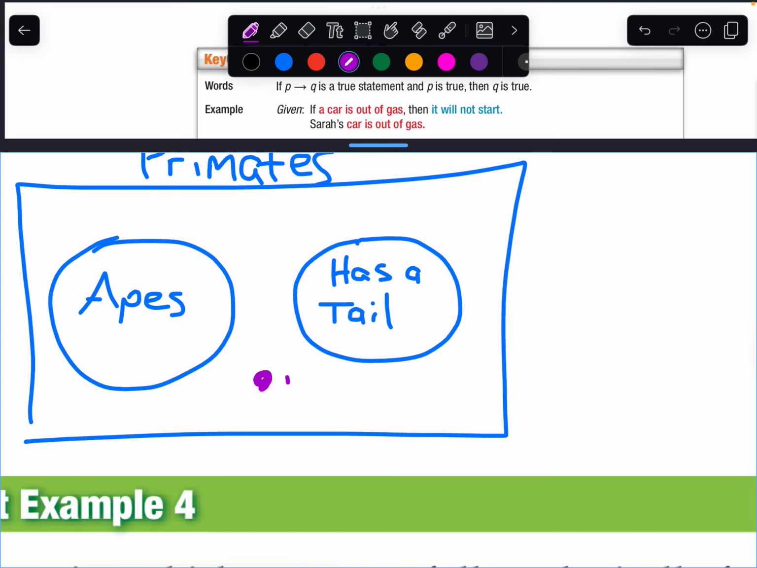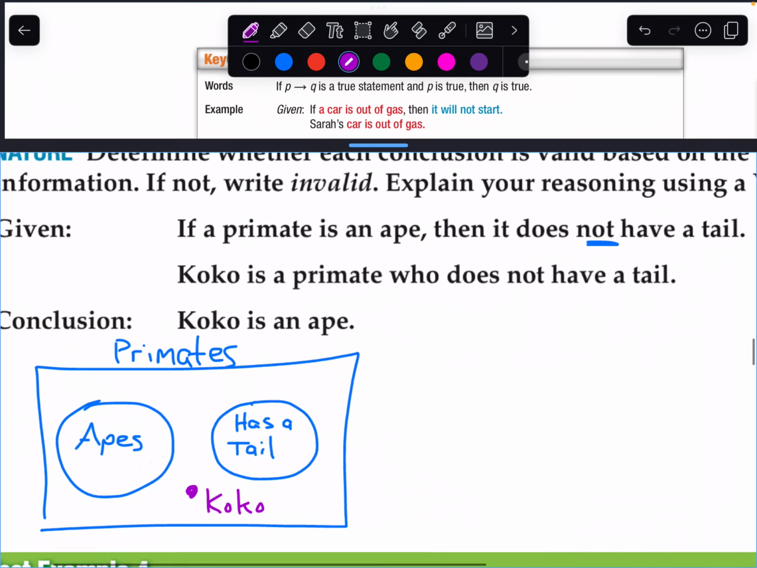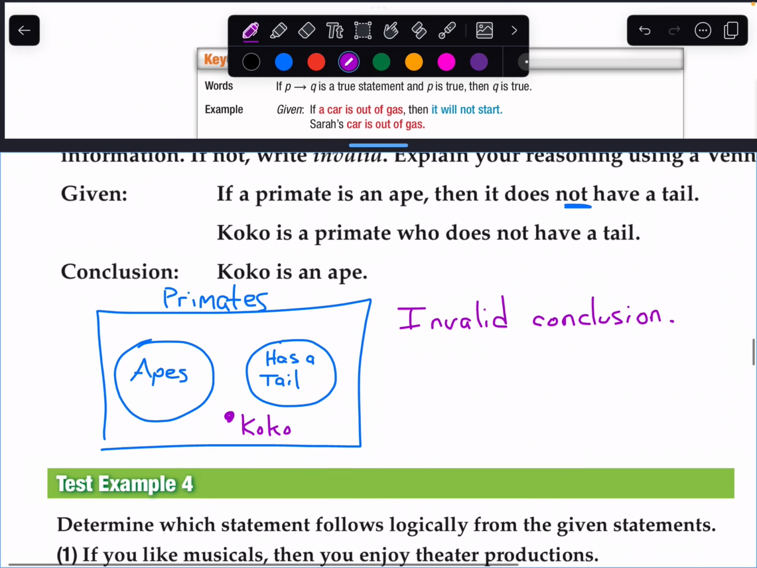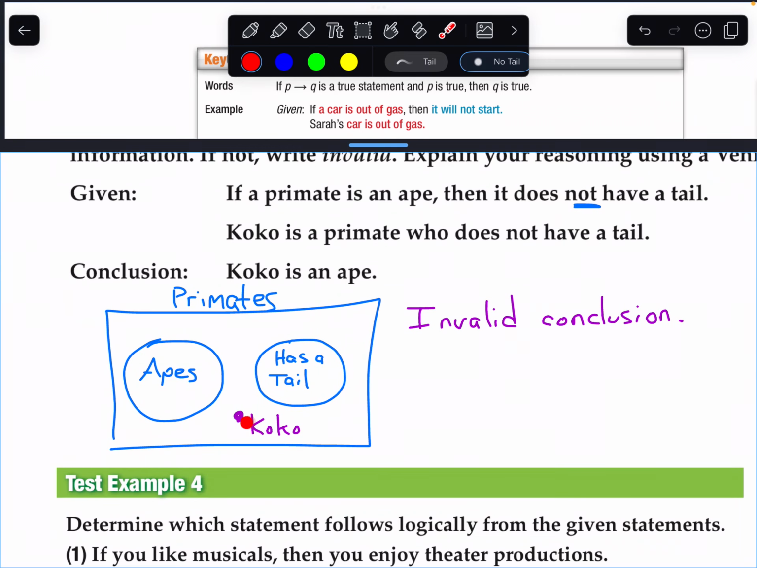We'll just put a point here, label Coco. Invalid. Conclusion. If Coco, here is our counterexample, as it were. So that's what the Venn diagram allows us to do, sort the information and visually show a counterexample. I don't need to write anything additionally because the Venn diagram makes that clear. Look. Here is an example of Coco. It meets all the criteria, but it doesn't fit that conclusion.